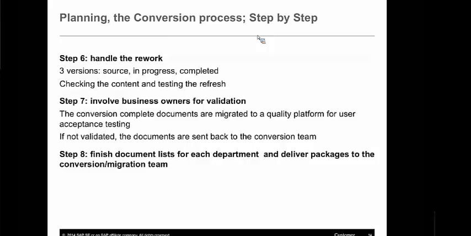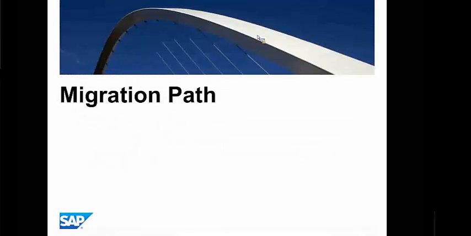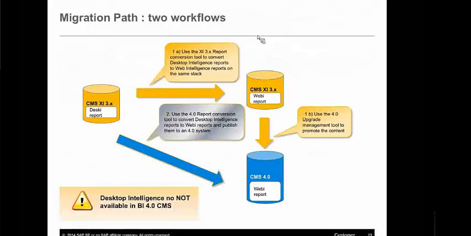So that's, in a high-level way, the planning of the conversion. But how does it go? So let's start with the migration path and the migration workflows, because actually we have 2 workflows in this place. You have your existing XI3.1 platform, and you can, by that, use, for instance, already the report conversion tool from your existing XI3.1 deployment and convert your reports on top of XI3.1 into Web Intelligence. As a second step, you can use then the upgrade management tool and promote it to BI 4.x.